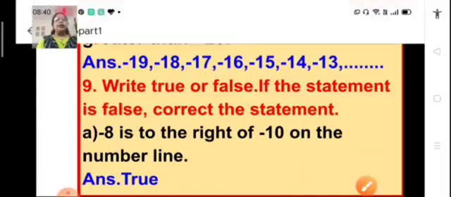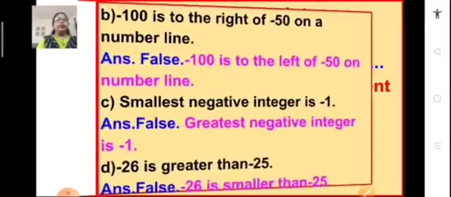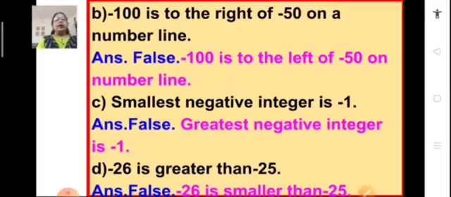Question number 9. Write true or false. If the statement is false, correct the statement. A, negative 8 is to the right of negative 10 on the number line. Yes, it is true because the integer negative 8 is greater than negative 10. B, negative 100 is to the right of negative 50 on a number line. False, negative 100 is smaller, so it is to the left of negative 50 on the number line.